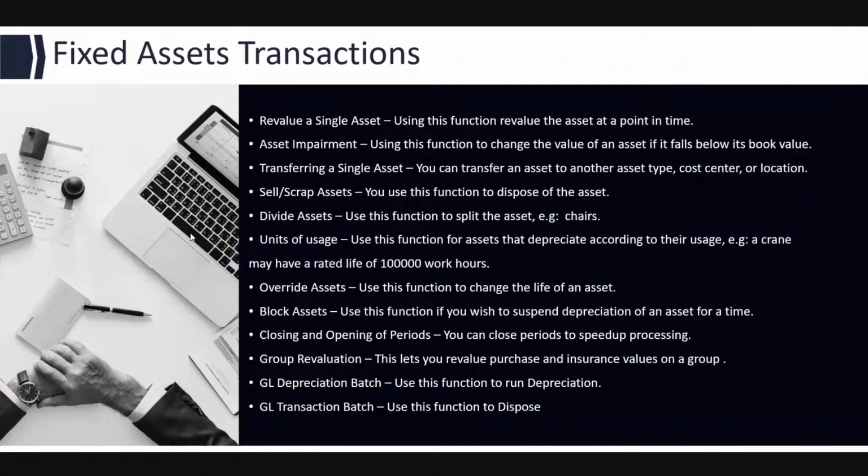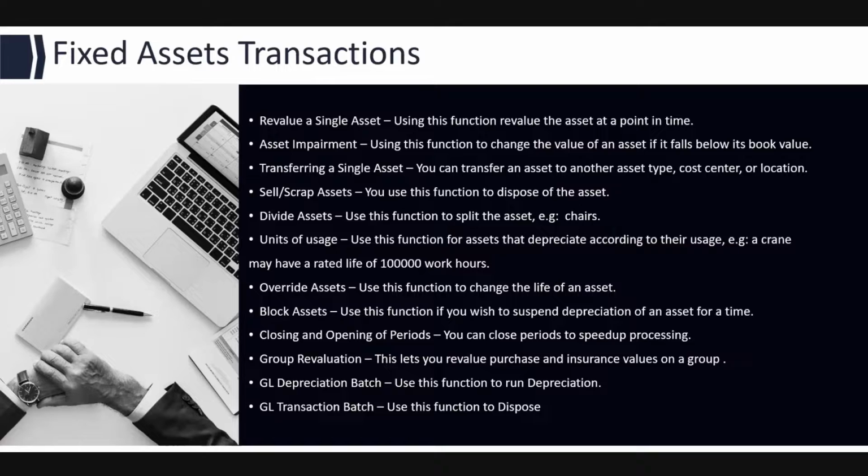The next thing we're going to look at will be your fixed asset transactions. There are a few different transactions that you can use for fixed assets. For example, revalue a single asset. Using this function, you revalue the asset at a point in time. Asset impairment, using the function to change the value of an asset if it falls below its book value. Transferring a single asset, you can transfer an asset to another asset type, cost center, or location. Sell and scrap of asset, you use this function to dispose of the asset.